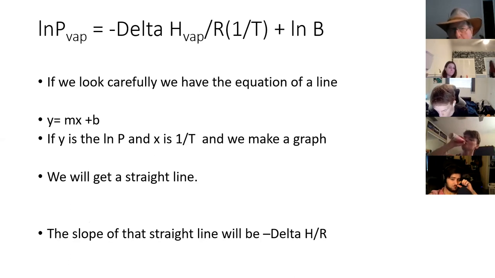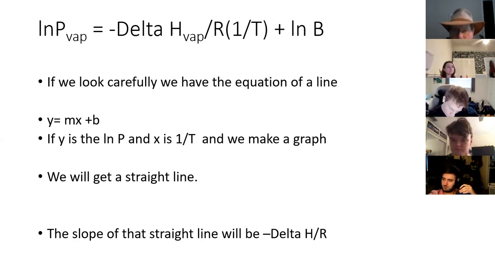So this is going to be the graph portion of this experiment. All you're going to need to do is make a graph. You will get a slope of that graph, and you will take that slope, multiply it by negative R. That will be your heat of vaporization. Simple enough, guys?